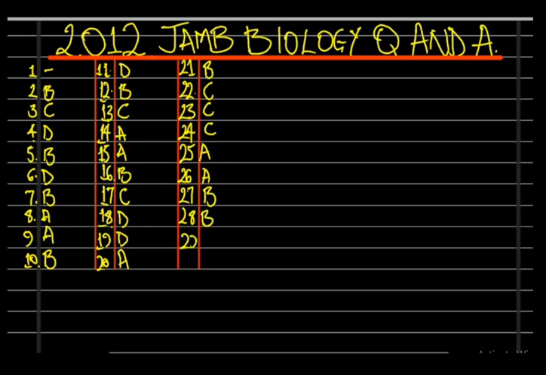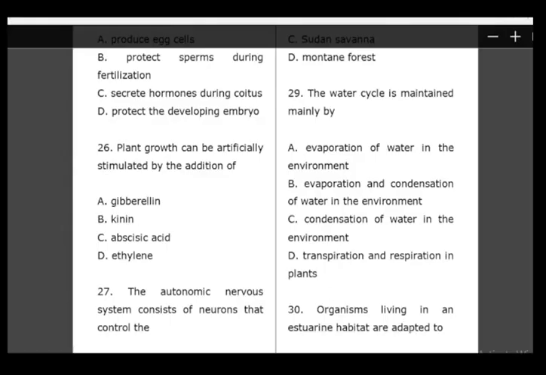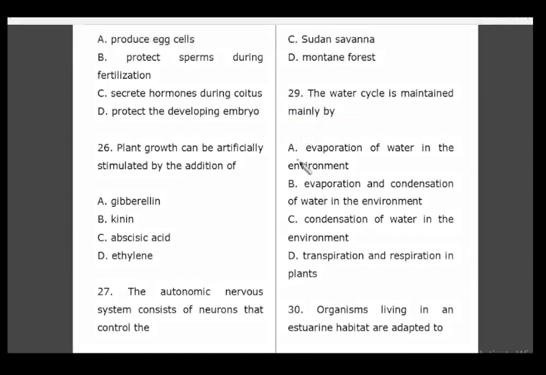And then we move to 29. Water cycle is maintained mainly by A. Evaporation of water in the environment. B. Evaporation and condensation of water in the environment. C. Condensation of water in the environment. And D. Transpiration and respiration in plants.